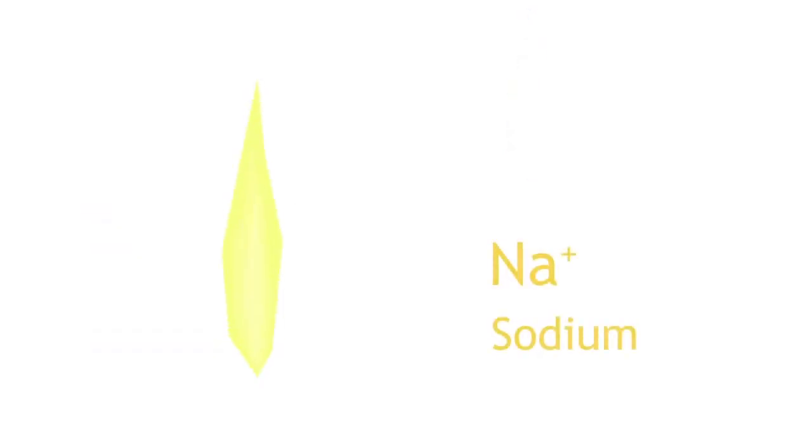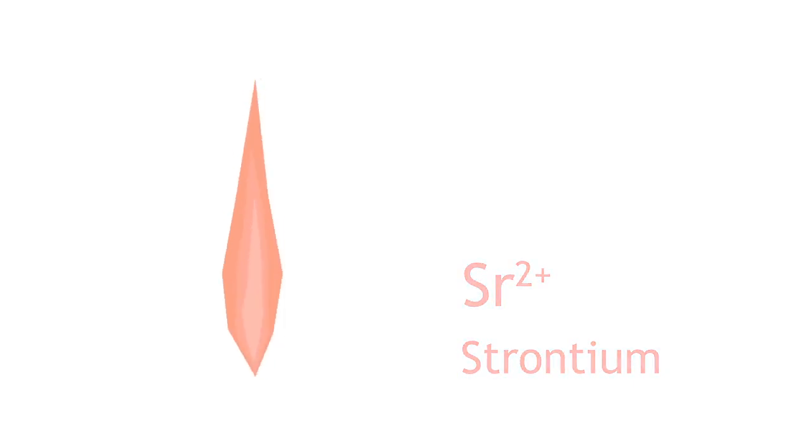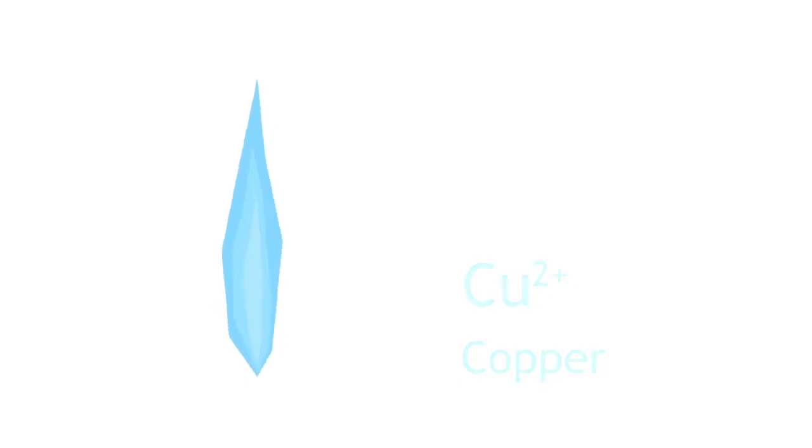Sodium ions produce a yellow-orange flame. Potassium ions produce a lilac flame. Calcium ions produce a brick red flame. Strontium ions produce a red flame. Copper ions produce a blue flame. And barium ions produce a light green flame.